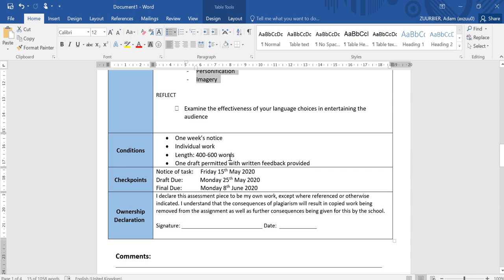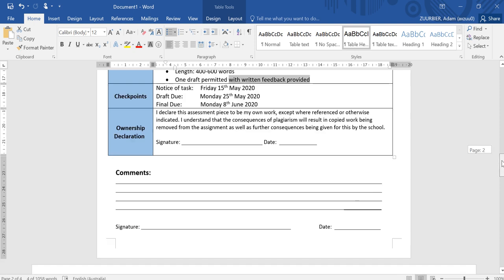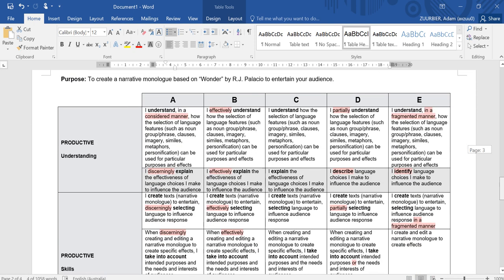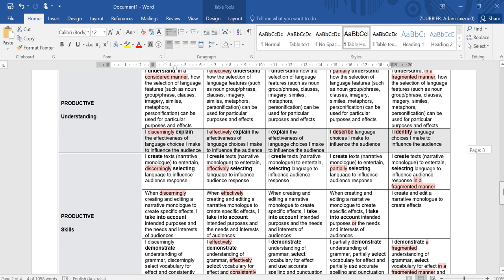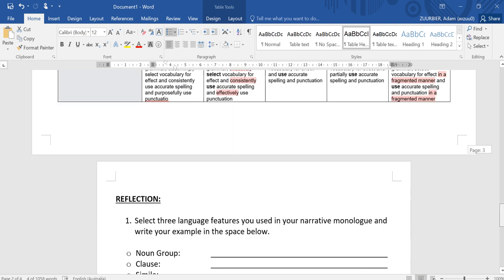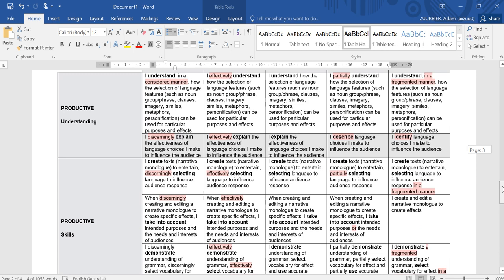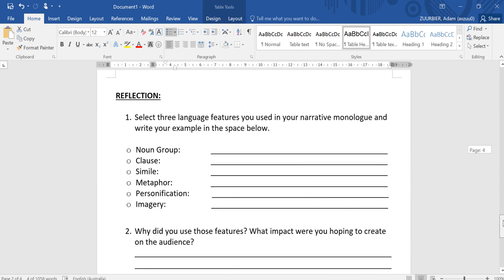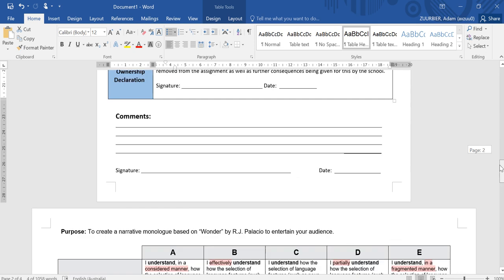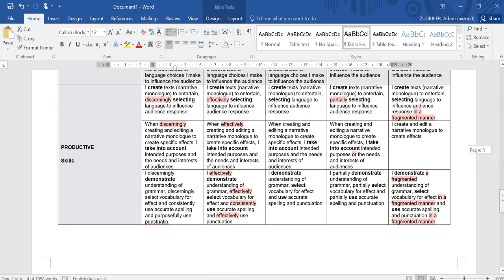All right, there are the due dates. It's 400 to 600 words, and the one draft with written feedback will be provided to me on the 25th of May. On this task sheet, there is also the marking guide, so you can use that to have a look at what you need to do in order to get the grade that you want. Once we've done it, you will do a reflection after you've got your results back.